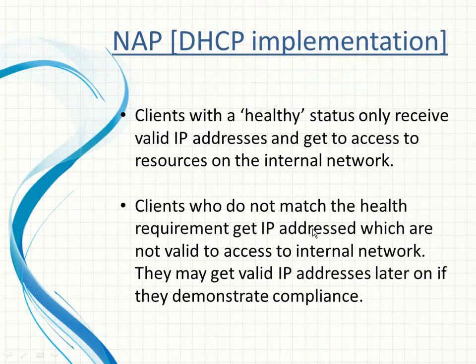Okay, so let me tell you how this works. What happens in this type of implementation is that only those clients that are certified as healthy by the Network Policy Server receive valid IP addresses from the DHCP server. Non-compliant clients do get IP addresses, but not those that are valid on the internal network. They can get valid IP addresses later on if they demonstrate compliance.